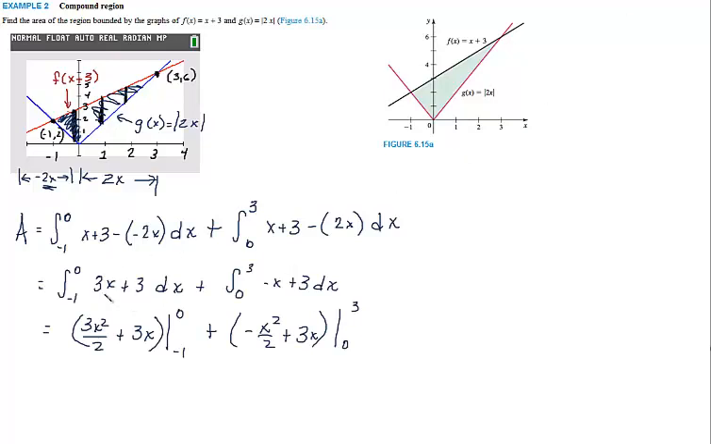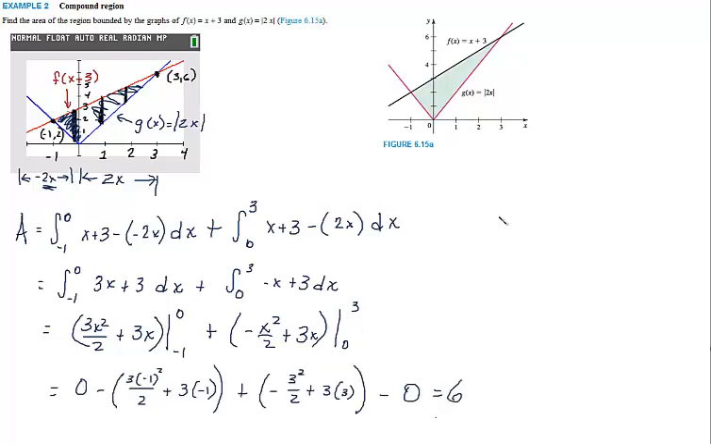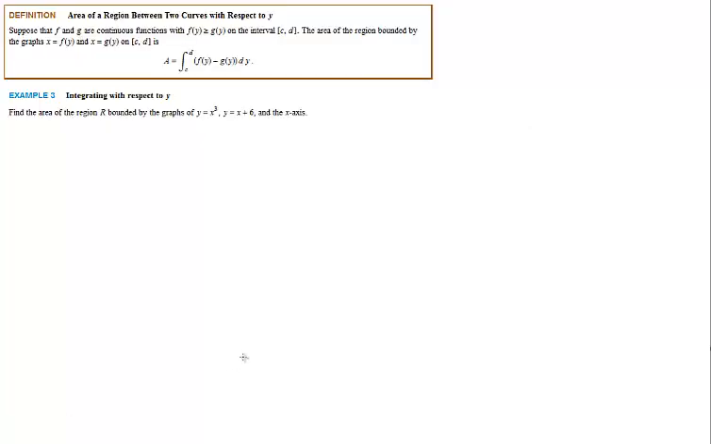Alright, here's just a little bit of algebra manipulation in this second step. I just combined with that negative 2x, then I integrated, and now I'm going to plug in my limits of integration. After plugging in and doing my arithmetic, I get as my area a 6, and next we're going to look at the area bounded between the region of two curves with respect to y.